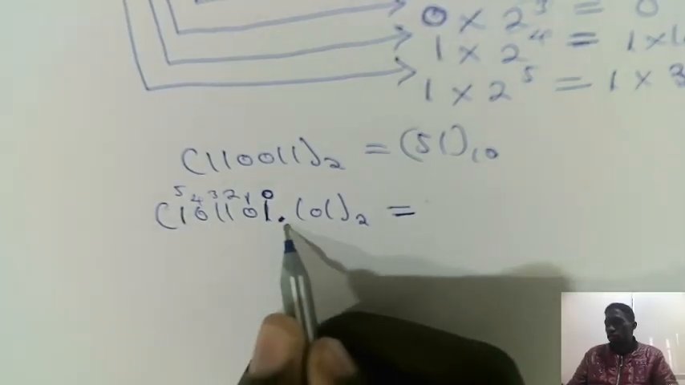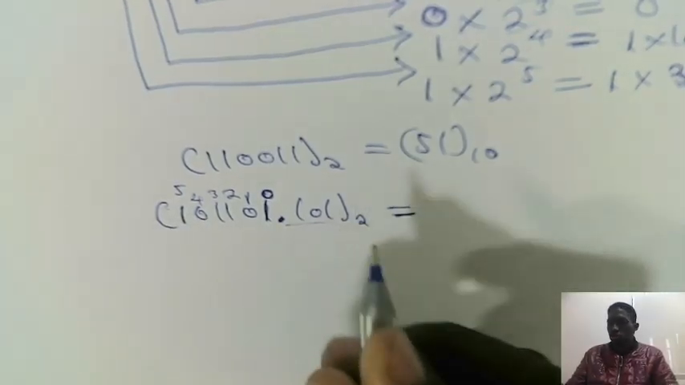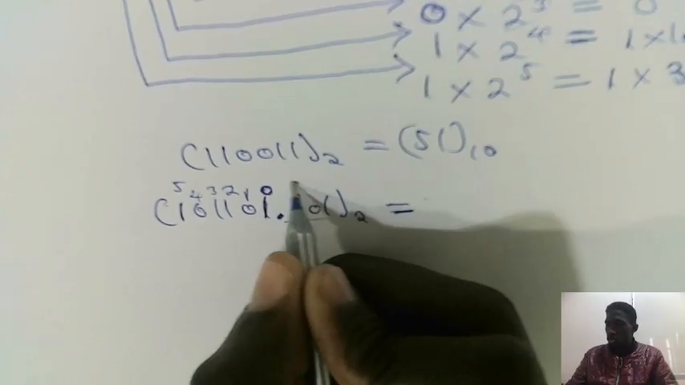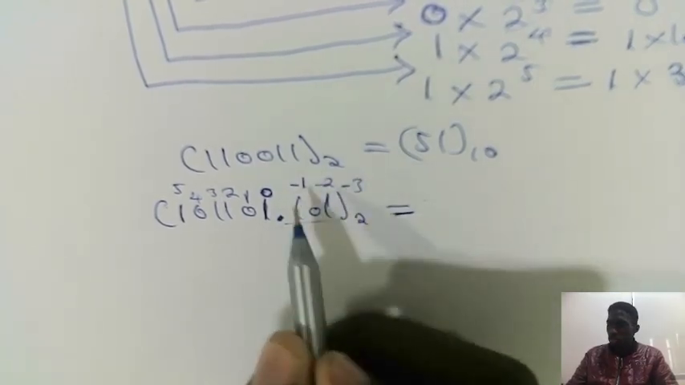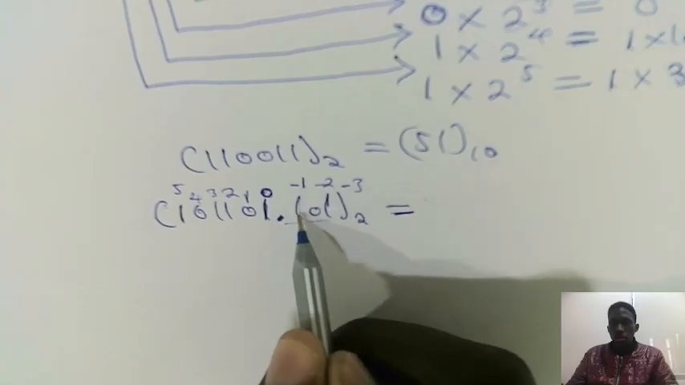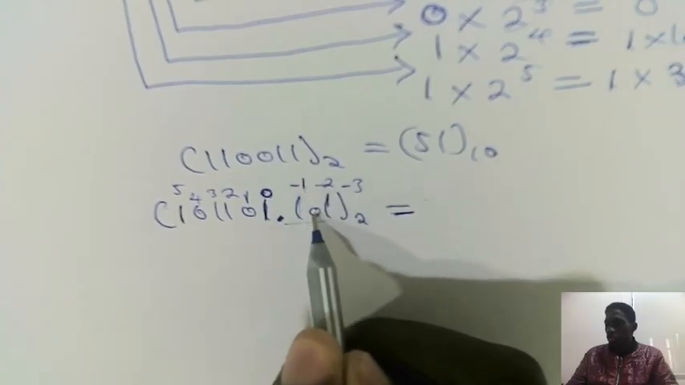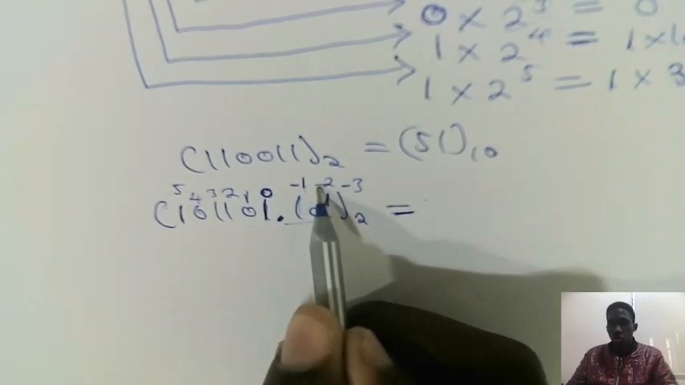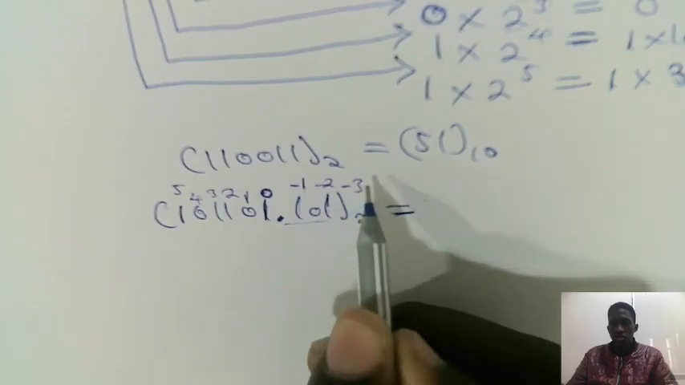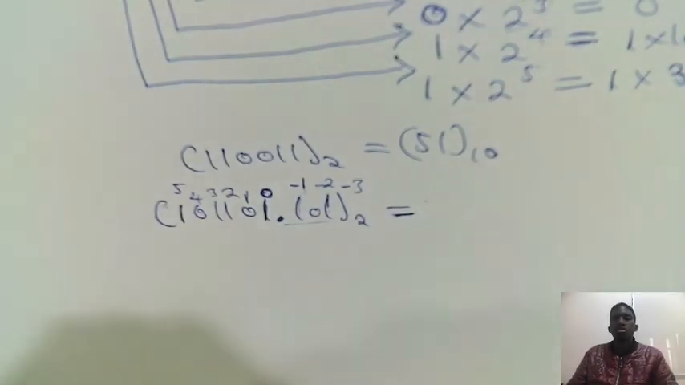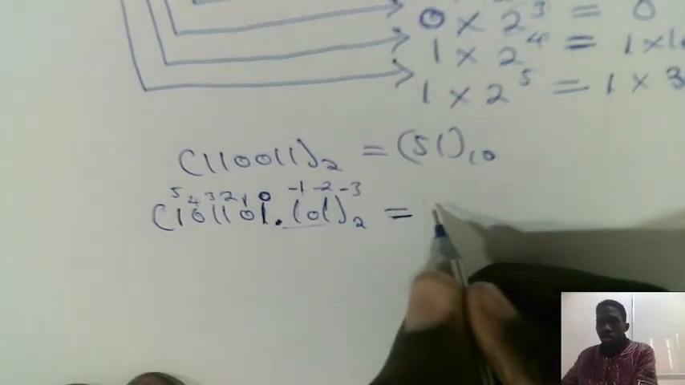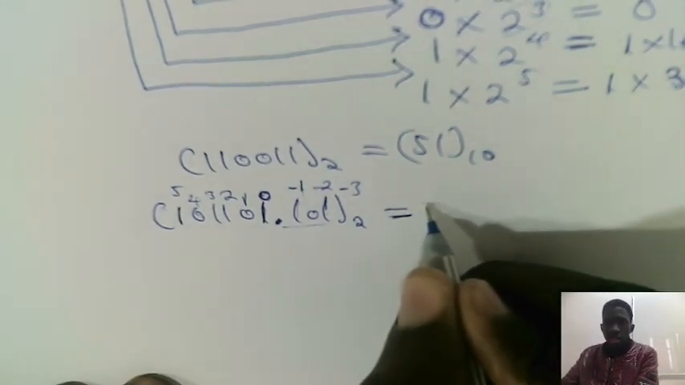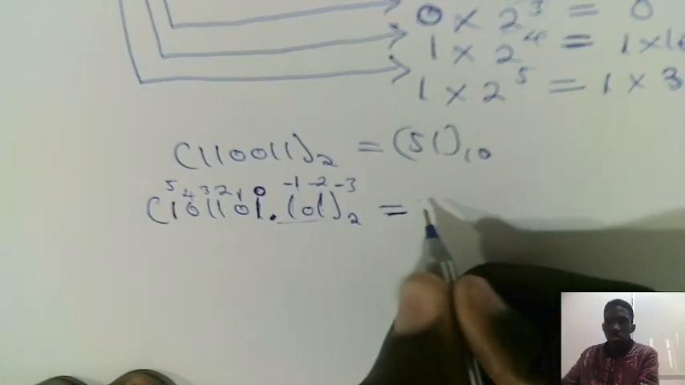Now, what about the decimal places? Here it's going to take -1, -2, and -3. So the first 1 takes on -1, 0 takes on -2, and 1 takes -3. That's how you number it. So now that we've numbered, you can now evaluate the result.